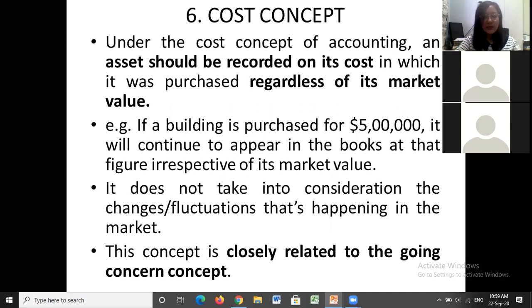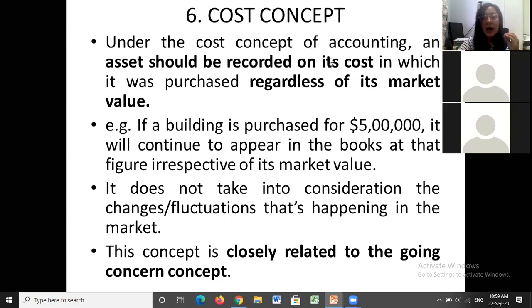The last accounting concept is the cost concept. Under the cost concept of accounting, an asset should be recorded at its cost at which it was purchased, regardless of its value. Cost concept of accounting says that an asset should be recorded at its cost, okay? At its cost.